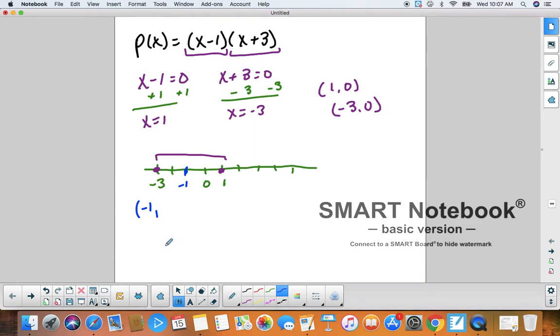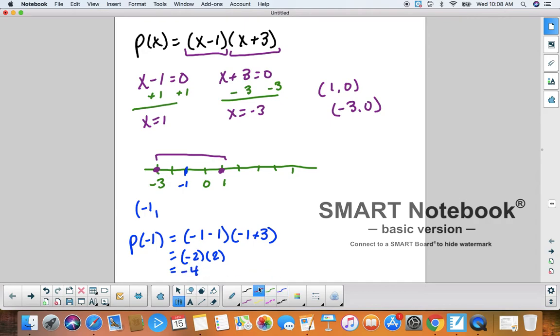And in order to find the y value for my vertex, everywhere there was an x in my equation, I am now going to replace it with a negative 1. So negative 1 minus 1, this becomes negative 1 plus 3. Now I have to do some computation. So negative 1 minus 1, I'm going to get negative 2. Negative 1 plus 3, I'm going to get positive 2. And when I multiply negative 2 times positive 2, I get a negative 4.